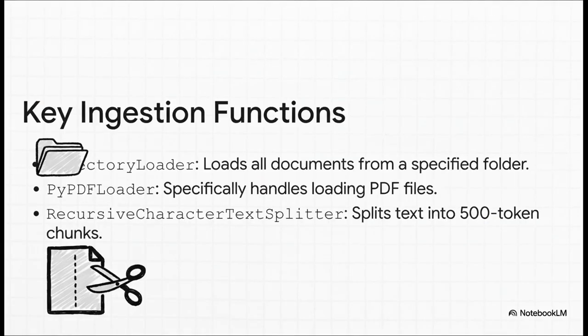To pull this off, we use a few key functions from a library called LangChain. DirectoryLoader is the starting point. It just grabs all the files. And since a lot of our stuff is in PDFs, we use PyPDFLoader to handle those. Finally, this RecursiveCharacterTextSplitter intelligently breaks the content into smaller chunks, making sure that related sentences stay together so we don't lose any important context.